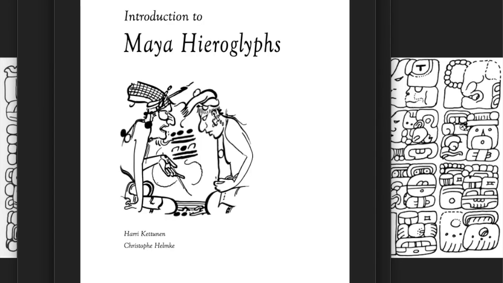The new version of the app improves the decode glyph block tool by incorporating an Ancient Maya English dictionary from this book. Currently, it uses over 600 dictionary entries from this book. Thanks to Professors Katunen and Helmke for their permission.